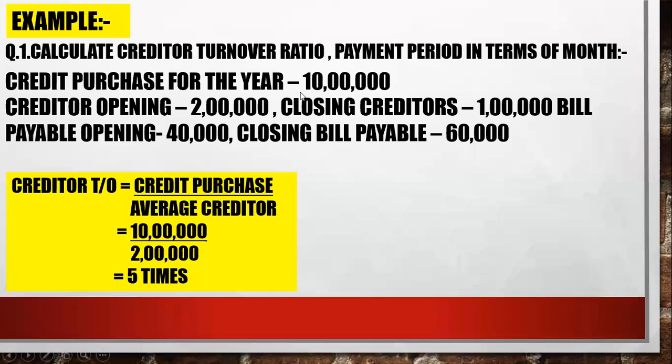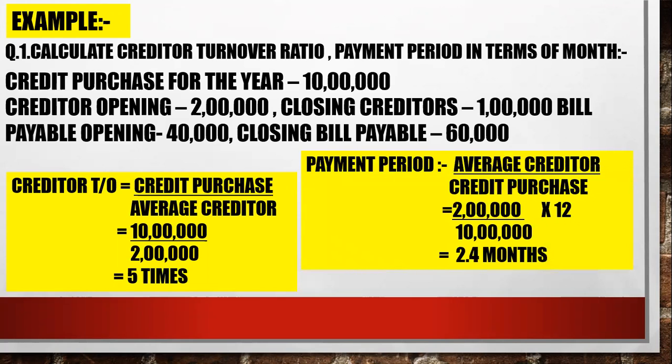Yes, ma'am. Okay, so the next formula you have to calculate is payment period in terms of month. The formula is the reverse, that is average creditor upon credit purchase, but multiplied with 12, because they have told you in terms of month. So you have to multiply with 12. Suppose they had told you in terms of weeks, then you would multiply with 52. Clear? But they are talking about the month, so we take this formula: average creditor upon credit purchase multiplied with 12. So 2 lakh upon 10 lakh multiplied with 12. So you got 2.4 months. Clear?